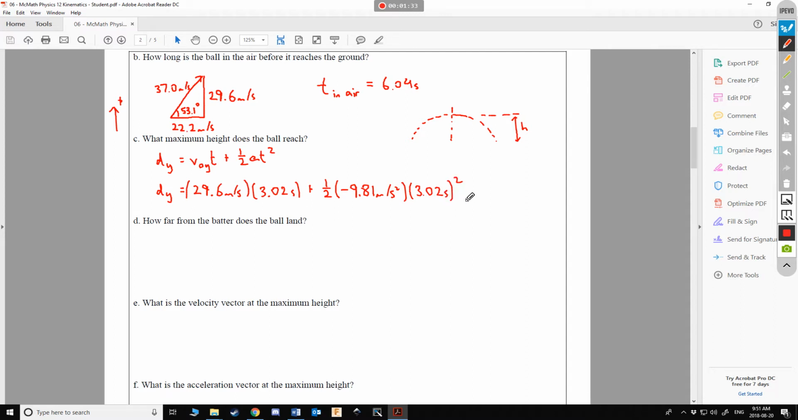So you have 29.6 multiplied by 3.02 plus 0.5 times negative 9.8 times 3.02 squared. And we end up with a height of positive 44.6 meters.